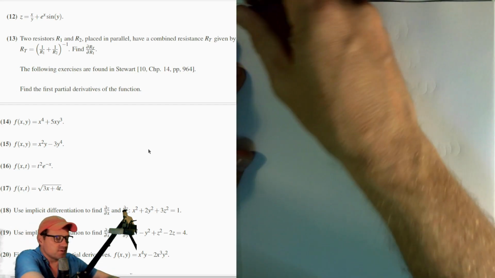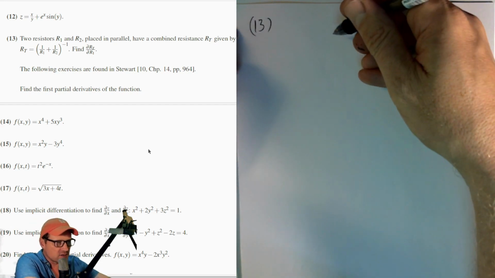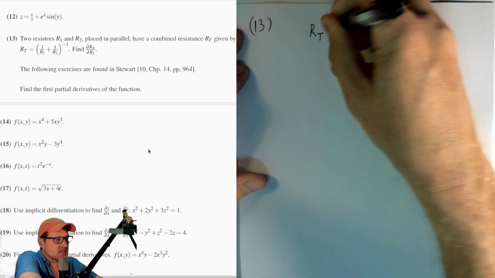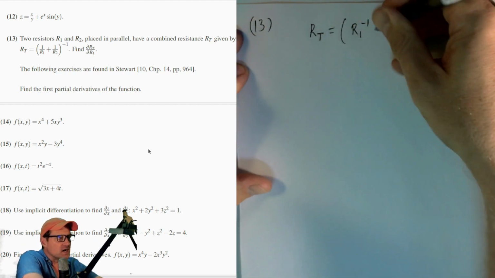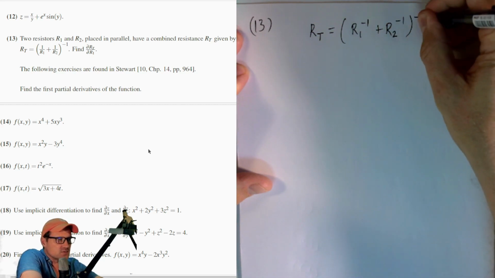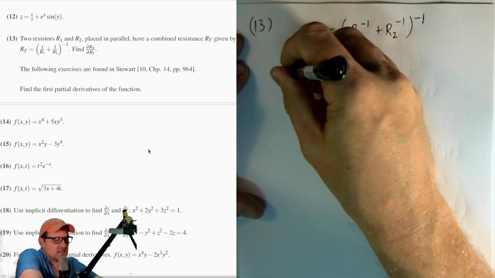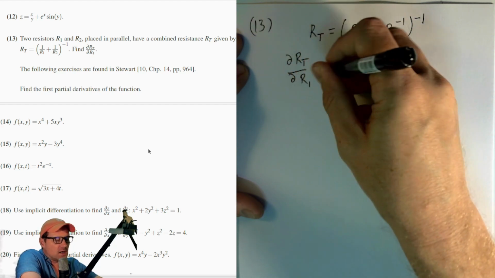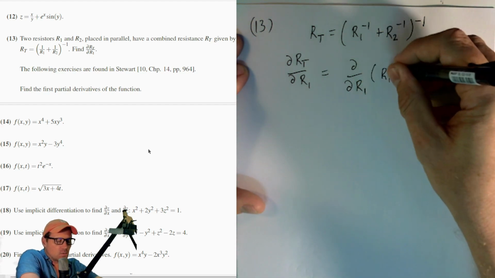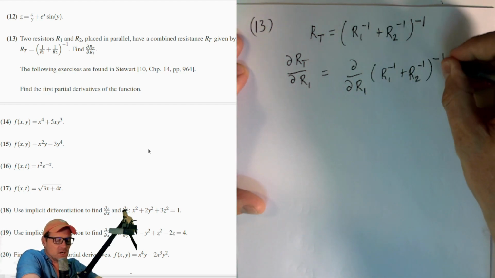Okay, question 13. Two resistors R1 and R2 are placed in parallel and have a combined resistance R subscript T, given by R subscript T is R1 to the minus 1 plus R2 to the minus 1, all to the minus 1. And it says calculate the partial derivative of RT with respect to R1. Okay, so we are differentiating with respect to R1, R1 to the minus 1 plus R2 to the minus 1, all to the minus 1.